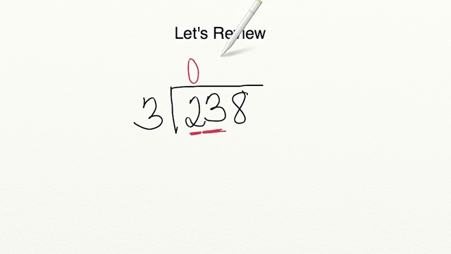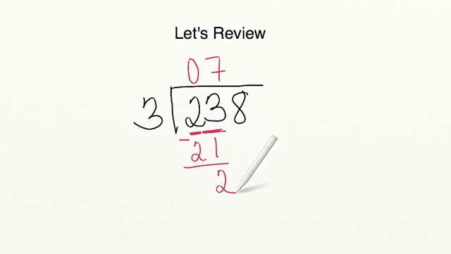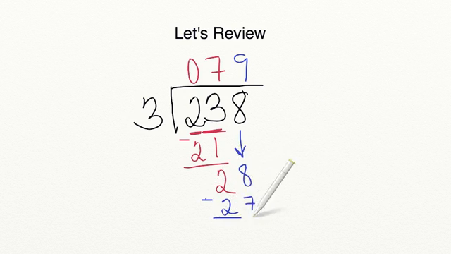3 can go into 23 7 times. 3 times 7 equals 21. 23 minus 21 equals 2. And now I'm ready to bring down my next place value. 3 can go into 28 9 times. 3 times 9 equals 27. And when I subtract 27 from 28, I get a remainder of 1. Since I don't have any more place values to bring down, that means that I have a remainder of 1.